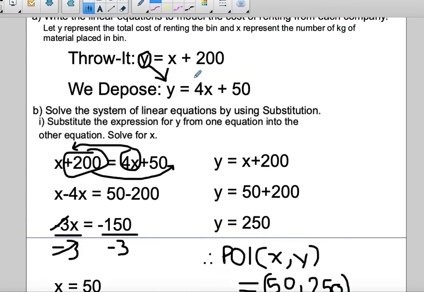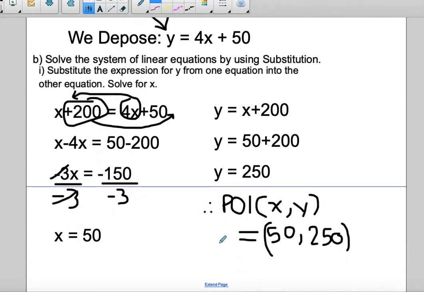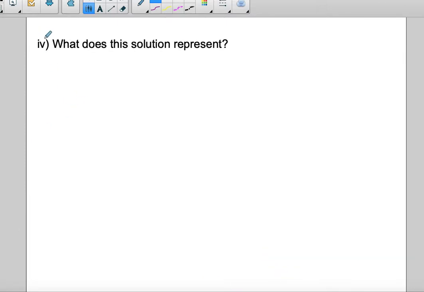So the value of x, we said up here, was the number of kilograms, and y was the total cost. So the next slide asks, what do these values mean? So what would it represent? We had our x value of 50, and we said that x was the number of kilograms, and our y value of 250, which is the total cost.